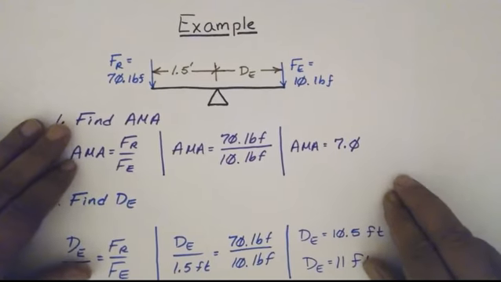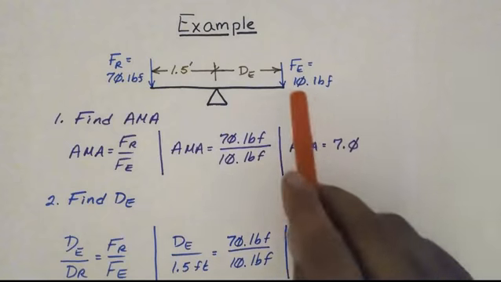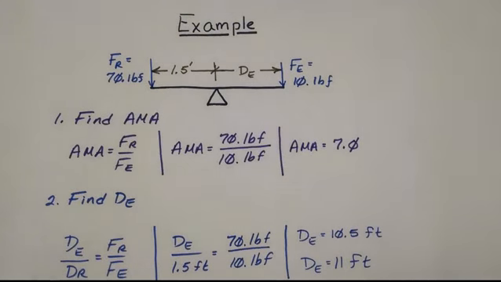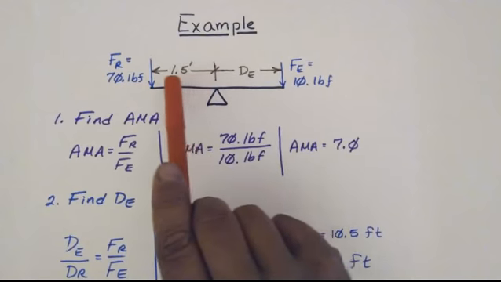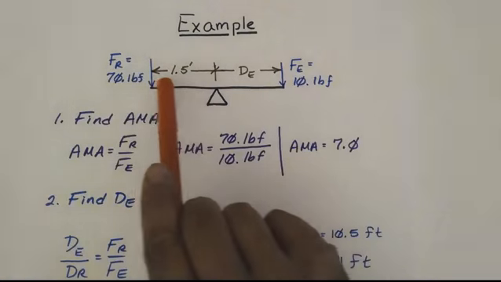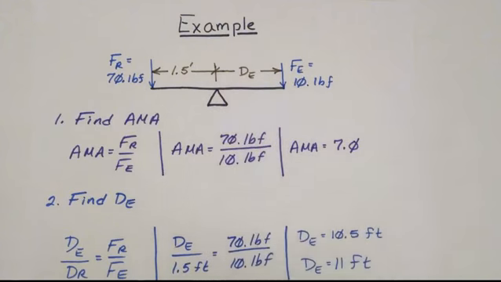Now here's a quick example of a first-class lever system. So we start over here on the left, we have a resistance force of 70, and that's lbf, pounds of force. Over here on the right-hand side, we have a 10-pound effort force. And then we have 1.5 feet over here. This will be my resistance distance because it's from the fulcrum to the resistance, and I don't know what the effort distance is yet. Two things that we're going to take a look at.